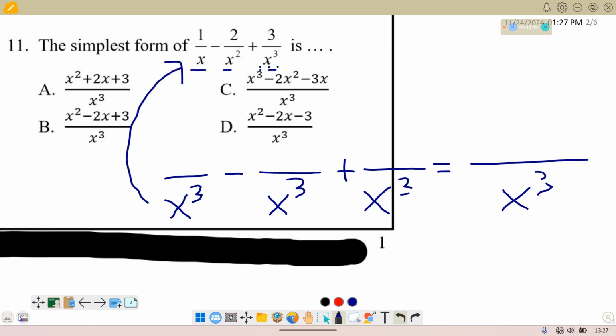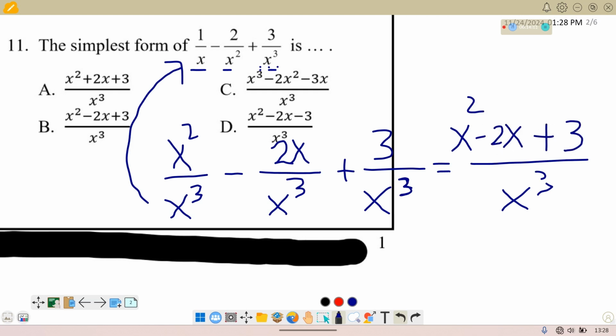This one, x squared times 1 equals x squared, and then x cubed divided by x squared equals x, times 2 equals 2x, and then here this is already x cubed, so this is still the same. So the final answer is x squared minus 2x plus 3 over x cubed. Okay, so which one is the correct answer? Yeah, B. Okay, now let's move on to the next question.